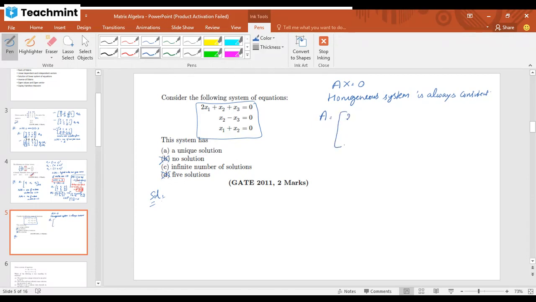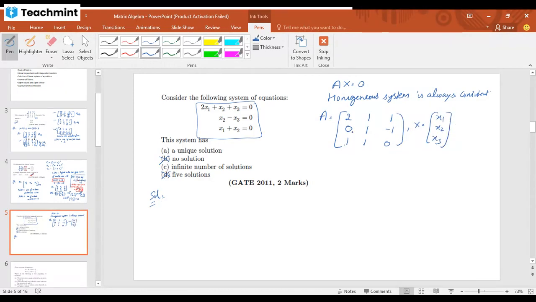It is 2, 1, 1. Here the coefficient of x1 is 0. The coefficient of x2 is 1. The coefficient of x3 is minus 1. The coefficient of x1 is 1. Coefficient of x2 is 1. And the coefficient of x3 is 0. And your unknown x is x1, x2, and x3.